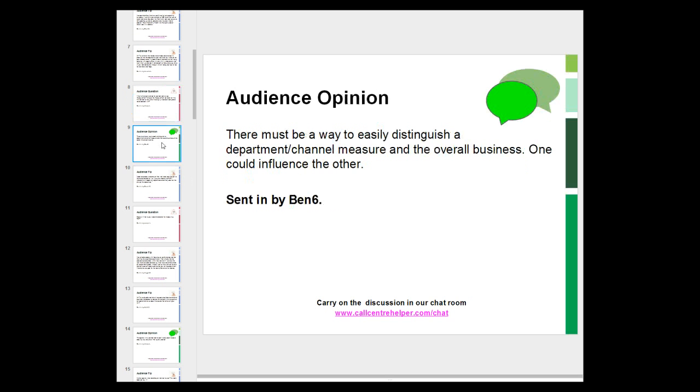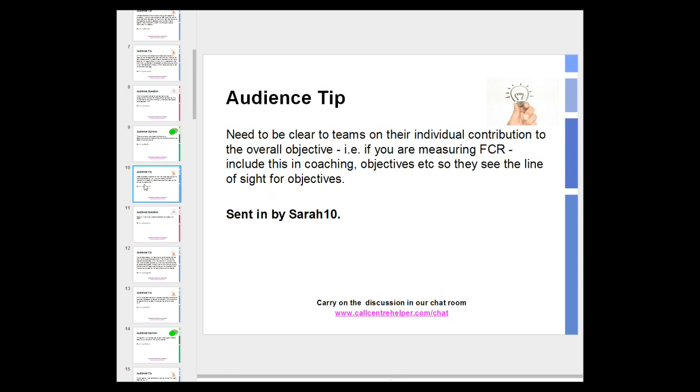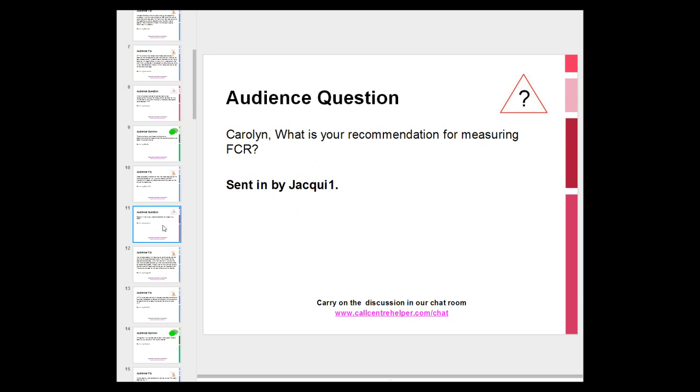So let's have a look at the audience opinion. There must be a way to easily distinguish a department channel measure and the overall business. One could influence the other. I think we're going to be talking about that later. You need to be clear to teams on their individual contribution to the overall objective. If you're measuring first contact resolution, include this in coaching objectives, so they see the line of sight for objectives. There's a recommendation. Karen is asking if you've got a recommendation for measuring first contact resolution. We won't handle that because we've already had quite a bit of discussion on that for a while.